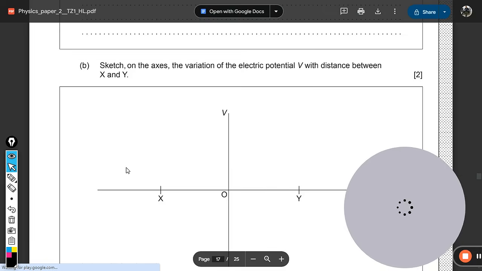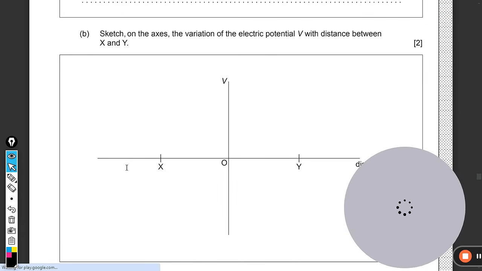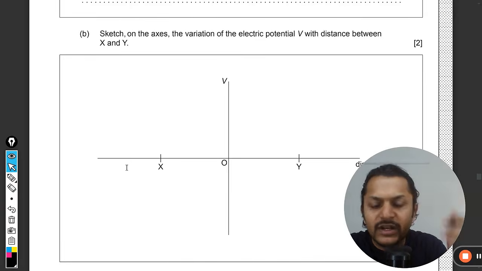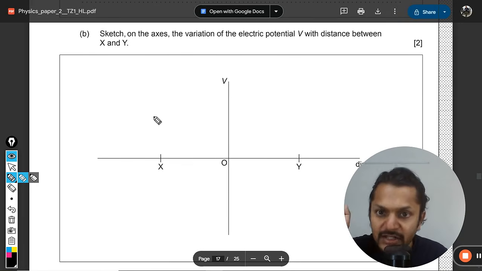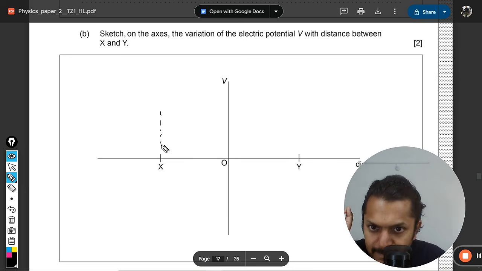Sketch on the axis the variation of electric potential V with the distance between x and y, and we have to say what kind of potential variation will there be. Okay, let's see.